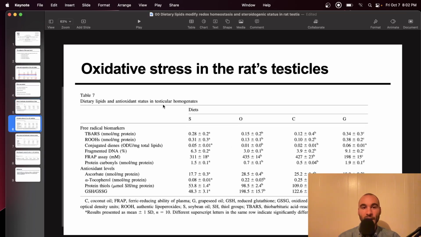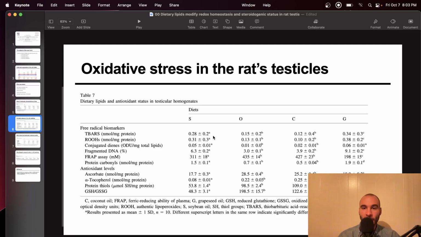Now, the next thing they looked at was oxidative stress in the rats' testicles. A lot of the oxidative stress they were looking for involved different assays that test lipid peroxidation products from polyunsaturated fatty acids. The first one they looked at is the TBARS, the thiobarbituric acid reactive substances test, which looks at lipid peroxidation specifically.